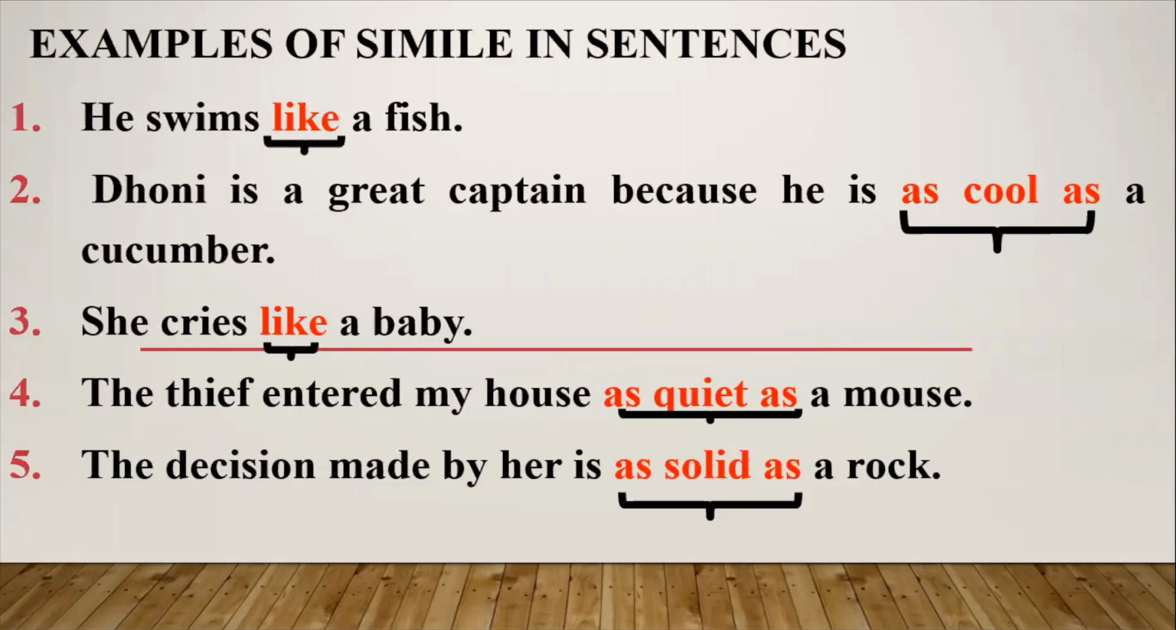How do you identify simile? When in the sentence there is like and as dash as. When you're comparing one person to other, those sentences are called simile. It's a figurative way of speech.